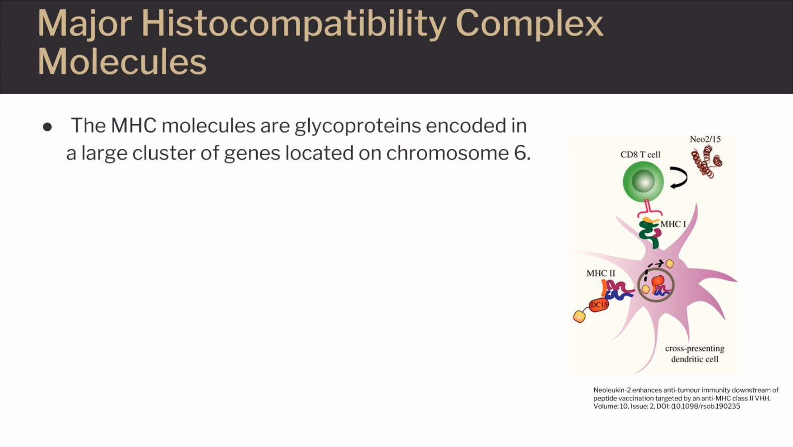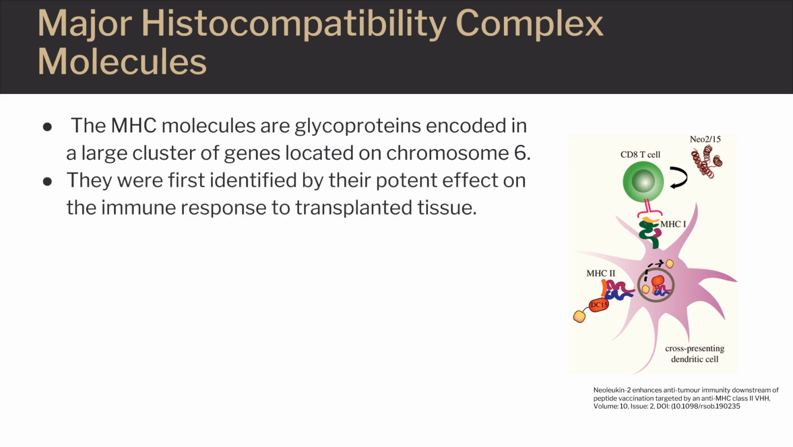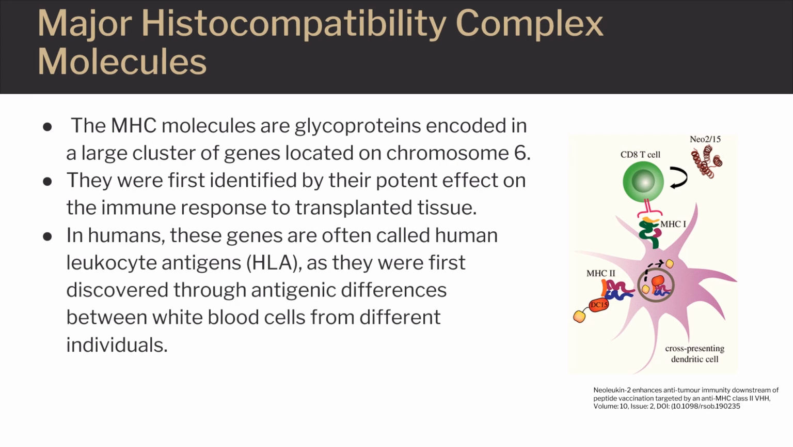The major histocompatibility complex, MHC, is a collection of genes coding for MHC molecules found on the surface of all nucleated cells of the body. In humans, the MHC genes are also referred to as human leukocyte antigen, HLA genes. Mature red blood cells, which lack a nucleus, are the only cells that do not express MHC molecules on their surface.